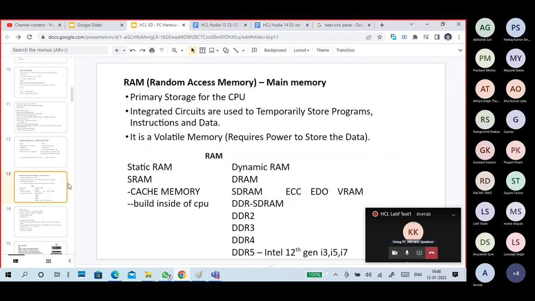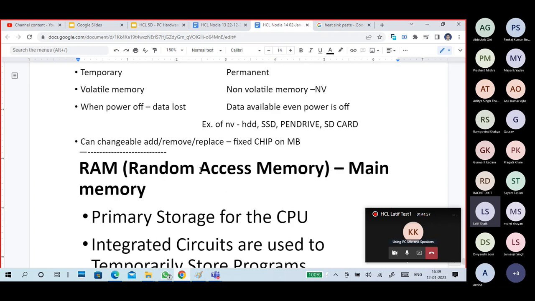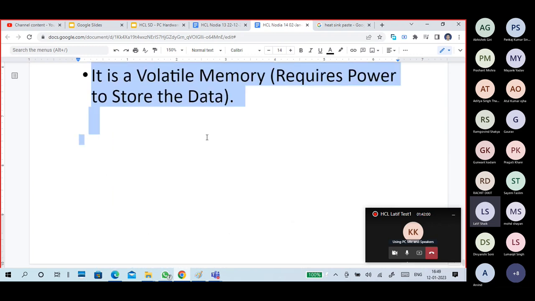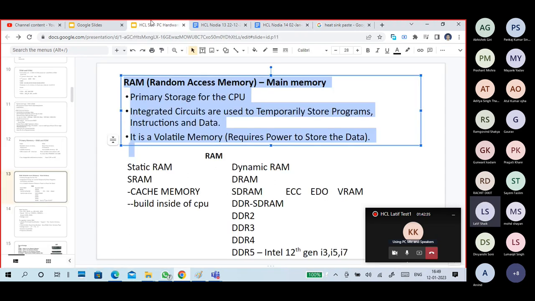Next one is, what is the RAM, guys? RAM is a random access memory, also called a main memory. RAM and ROM are primary memories, but RAM is the main memory. When you see RAM-related information, it may not show RAM, but it may show memory. Your memory and RAM are all the same. It is a primary memory, a temporary memory that stores programs, instructions, and data. It is a volatile memory.